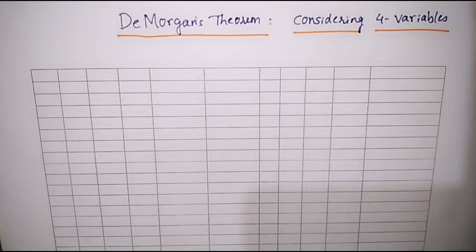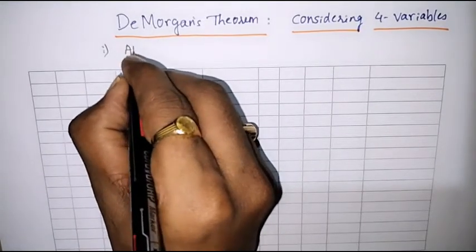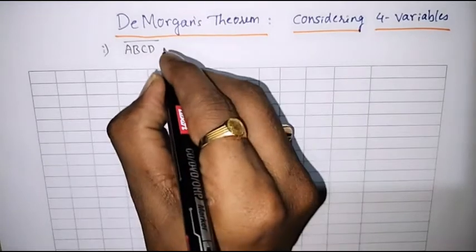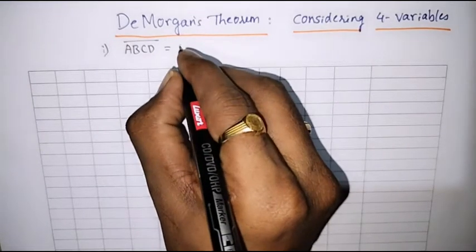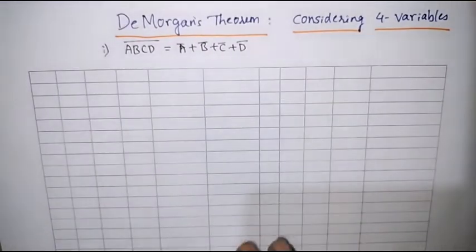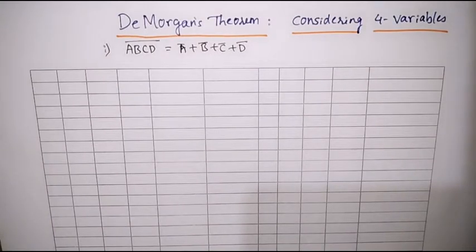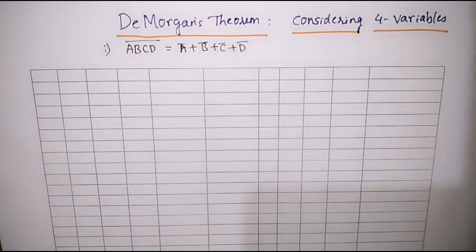In this lecture, we'll study De Morgan's theorem considering four variables. De Morgan's theorem states that the complement of products is equal to the sum of complements. That is, here we are using four variables A, B, C, D. De Morgan's first theorem states that (A B C D) whole bar is equal to A bar plus B bar plus C bar plus D bar. Let's prove this.